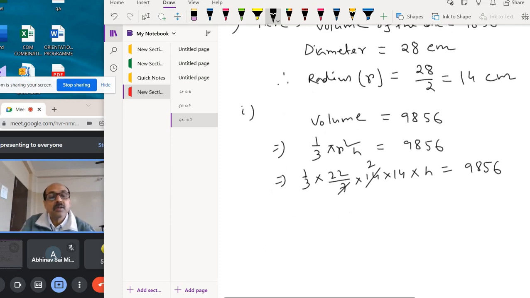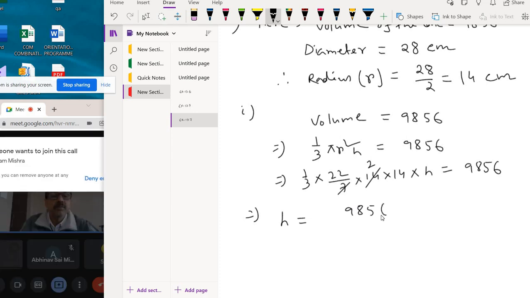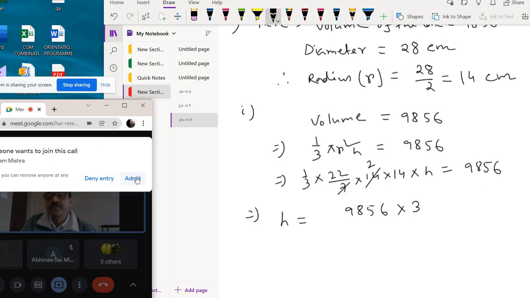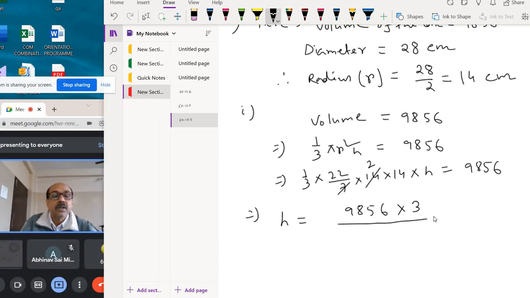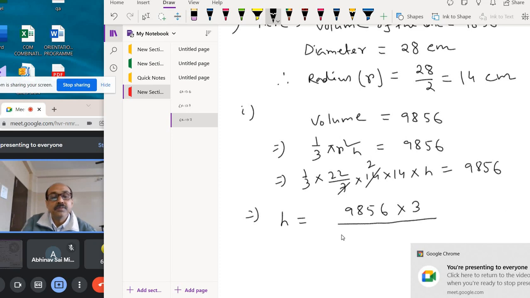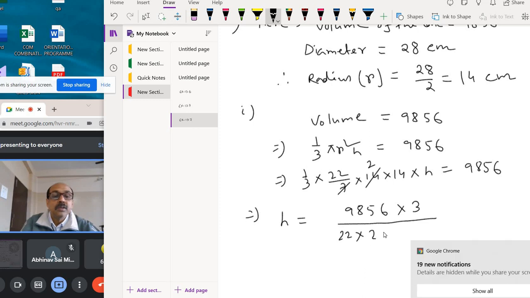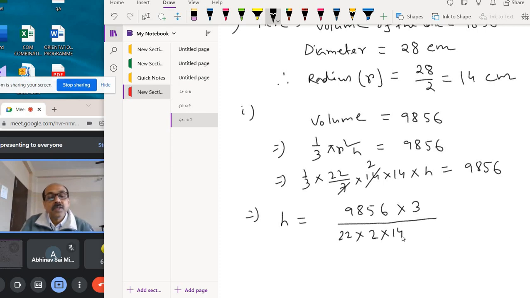So h equal to 9856 into 3, total divided by 22 into 14. Okay, now calculate.